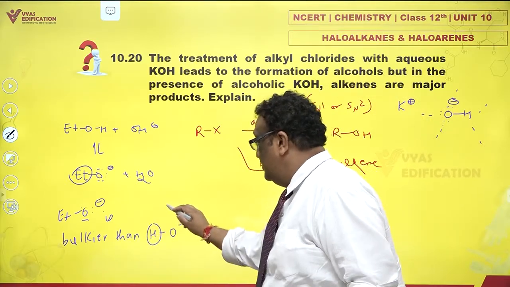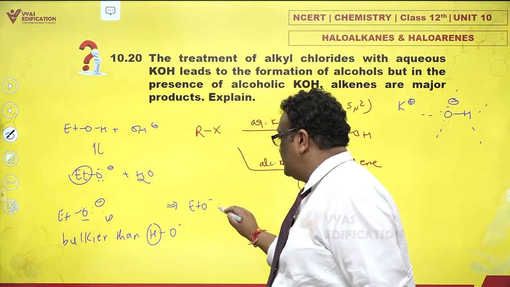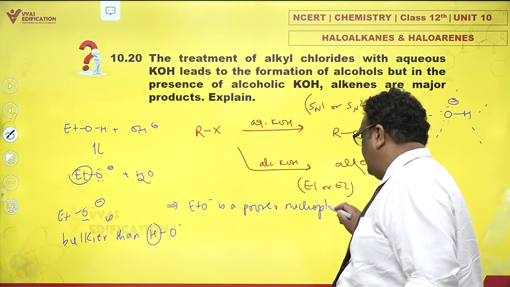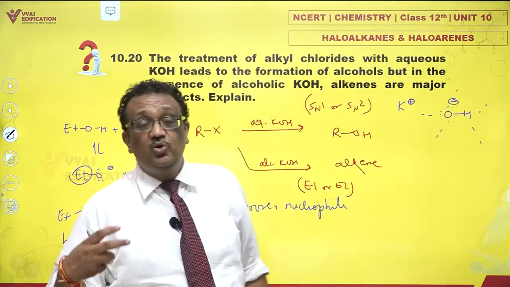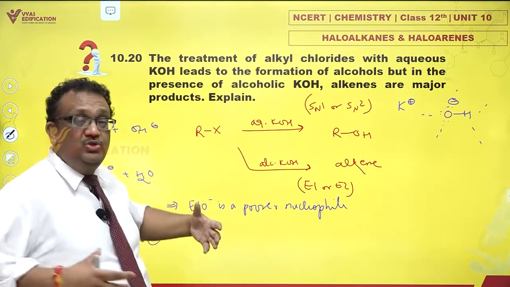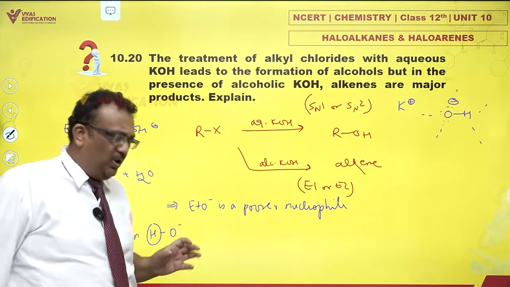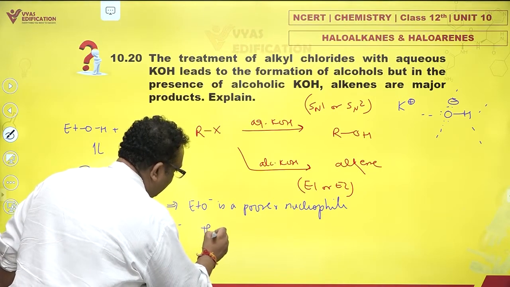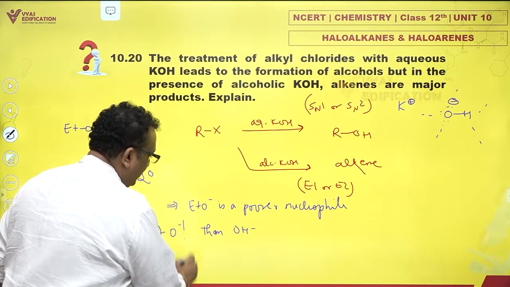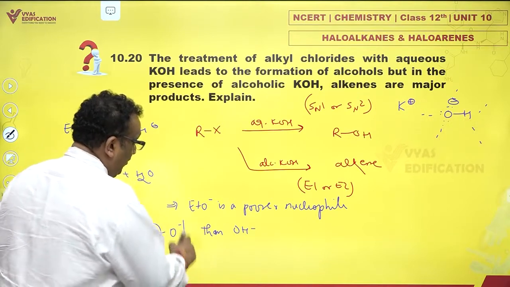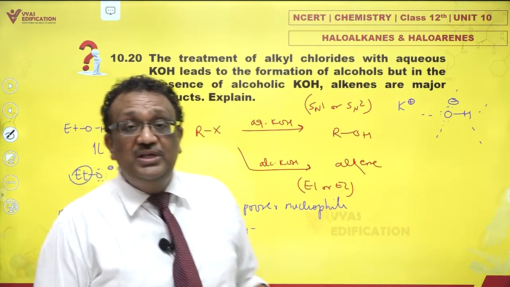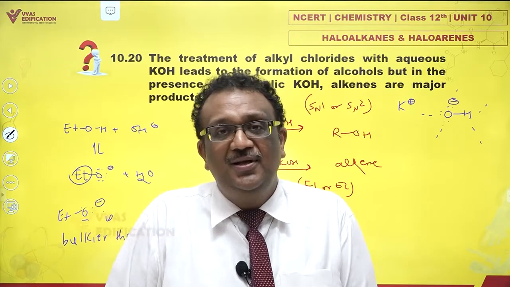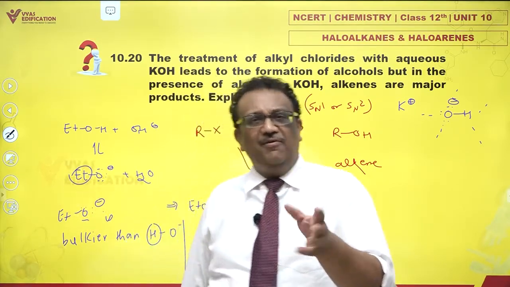If it is bulkier, this means EtO- is a poorer nucleophile. If it is giving SN2 attack, it is going to face more resistance because it is huge, it can't enter. OH- is smaller, it can quickly and easily enter. So EtO- is a poorer nucleophile than OH-. But both of them are good bases. Across the internet I have found a statement, EtO- is a much stronger base than OH-. That's not correct. Their basic strengths are roughly the same.